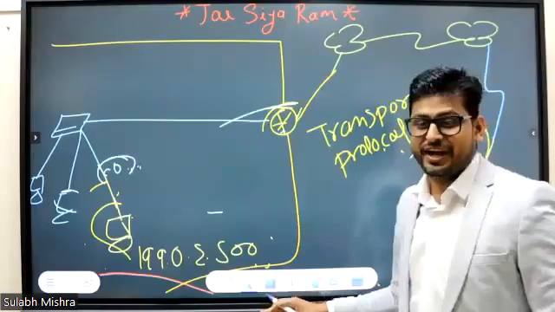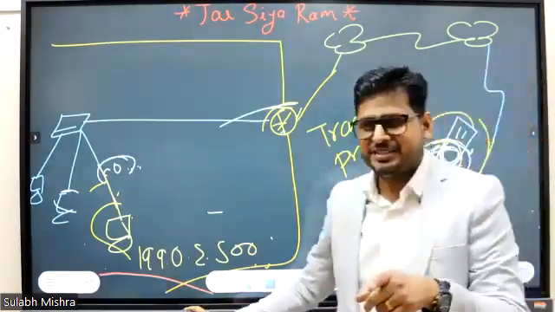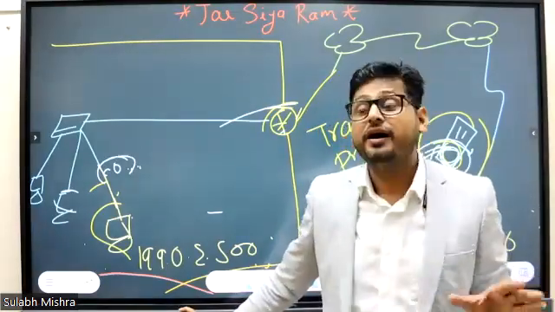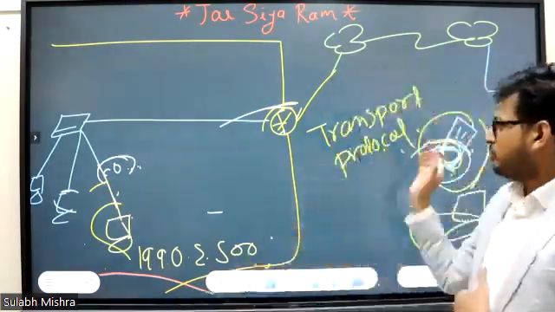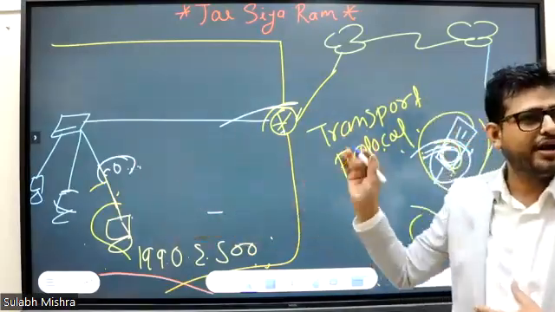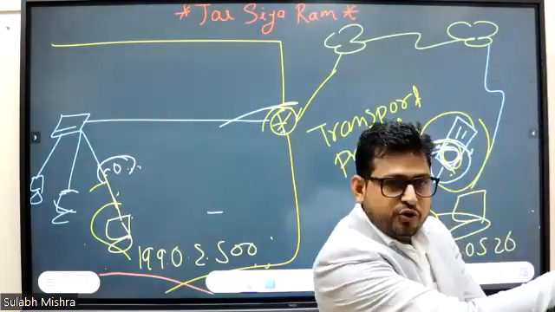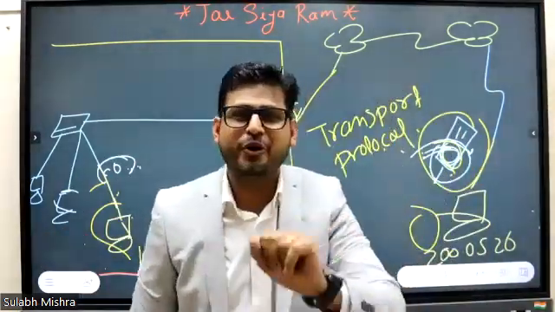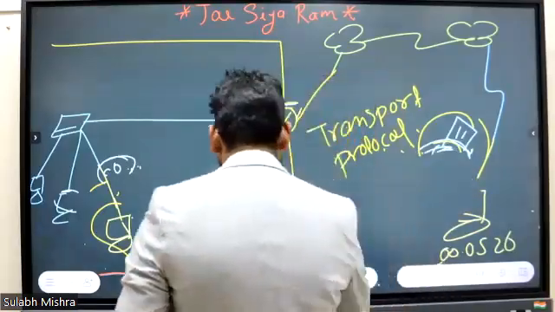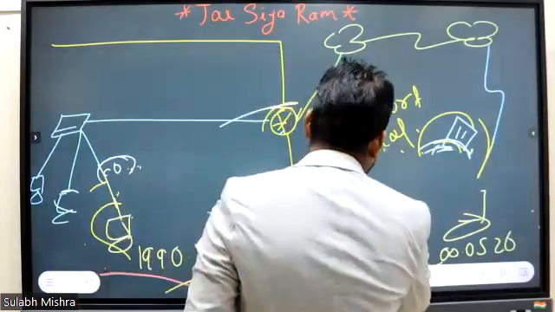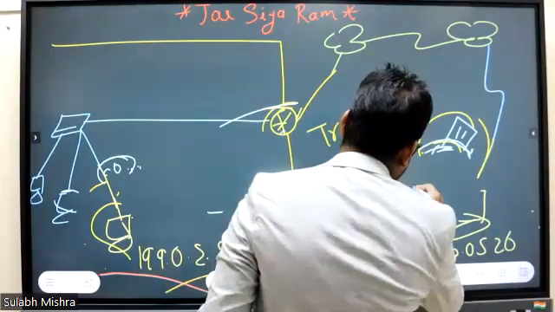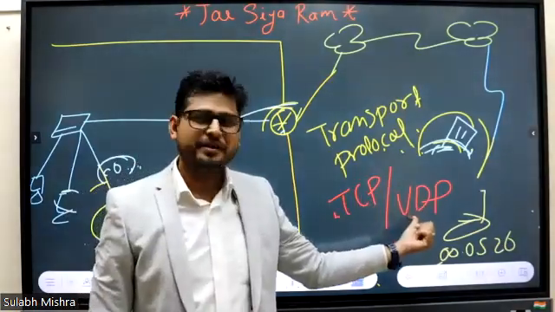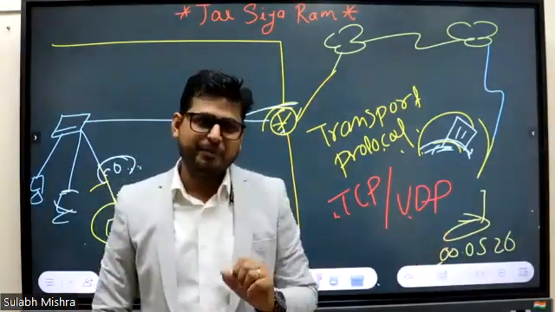Don't confuse transport protocol with application protocol. HTTPS, FTP, HTTP, these are all application protocols, right? But to bring your data from source to destination, using the destination port, these are transport protocols which bring your packet from source to destination. So there are two types of transport protocol. What are those? TCP and UDP. Transmission Control Protocol and User Datagram Protocol.